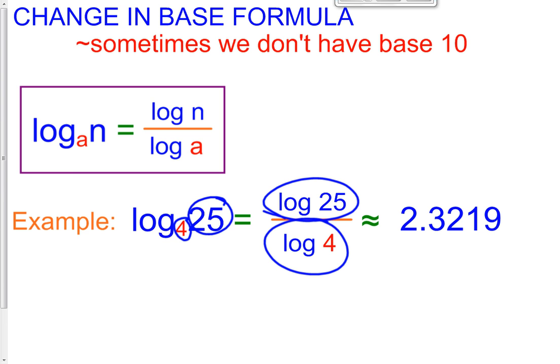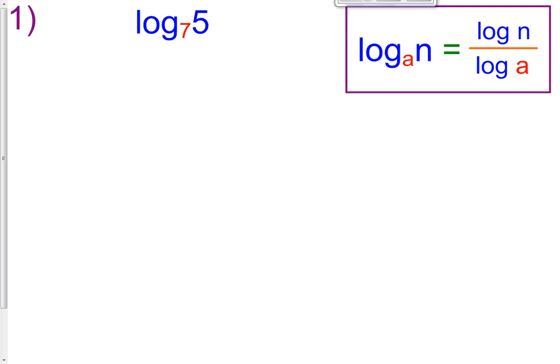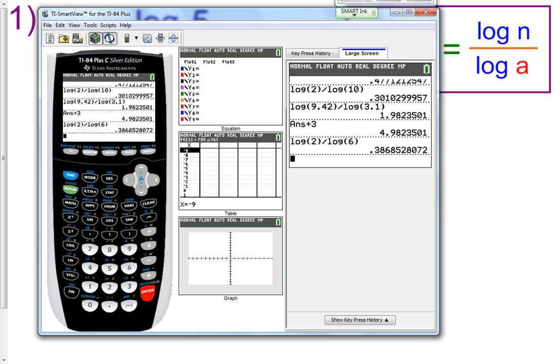So when I said higher, I shouldn't have used that language. I meant you're going to put the base in the denominator, and you're going to put this number in the numerator. So log 25 divided by log 4, and you get 2.3219. So you guys can do these very quickly. This is the same thing as the log of 5 divided by the log of 7. You do that in your calculator. Log 5 divided by log 7.